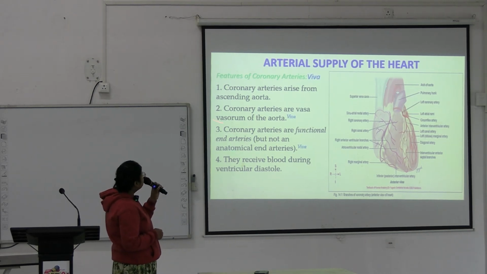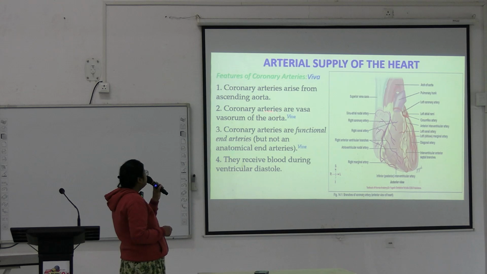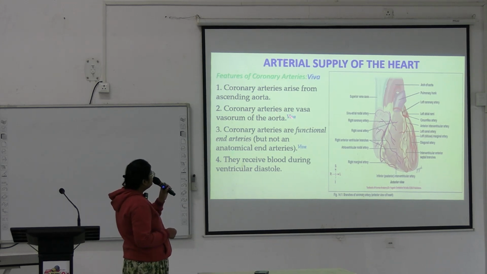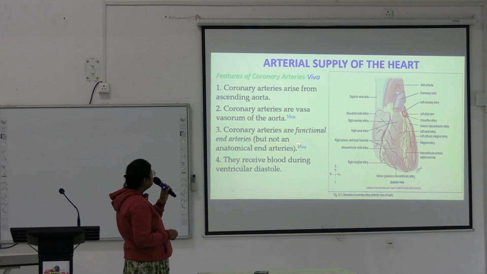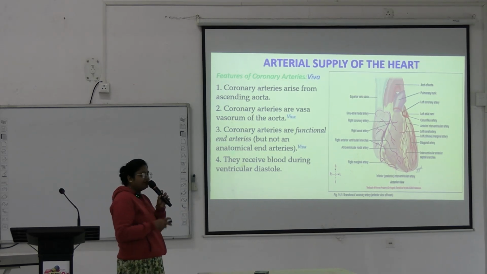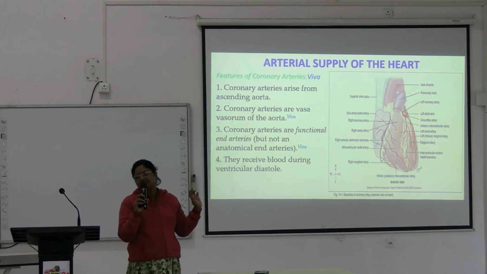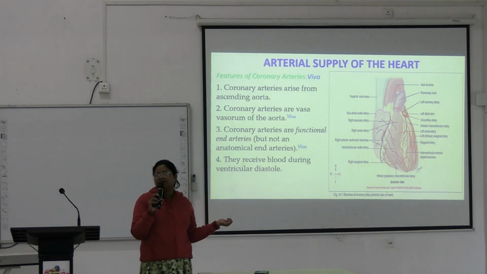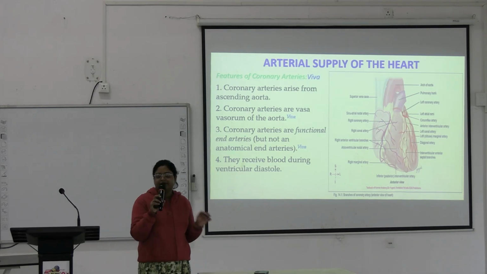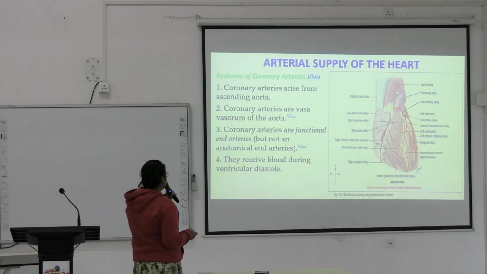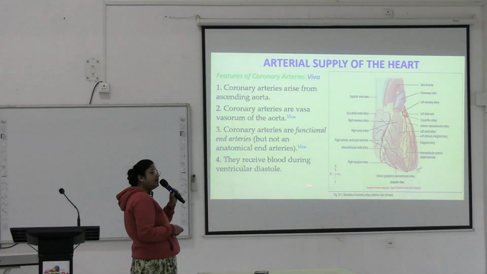Coronary arteries arise from the ascending aorta. Coronary arteries are vasa vasorum of the aorta. The coronary arteries are functional end arteries, but not anatomical end arteries. That means they have connections between the branches of the arteries, but this connection does not work functionally. And they receive blood during ventricular diastole.